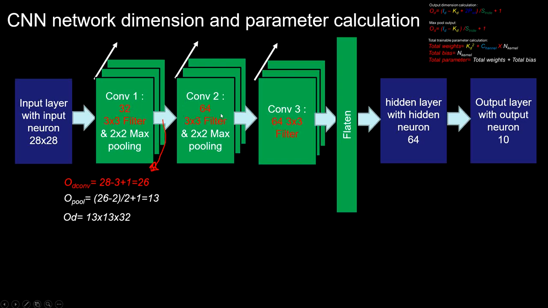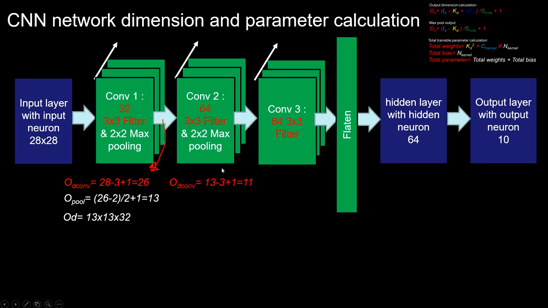Now next we move on to the second convolution layer. In the second convolution layer, you have 64 filters with 3 by 3 dimension. The input for this is the output dimension of the previous part. The output dimension for convolutional 1 is 13 times 13 times 32, so it will be the input for convolutional 2. First, let's calculate the output dimension. For the convolutional process, your input will be 13, minus your kernel dimension 3, plus 1. So your output of the convolutional process will be 11.